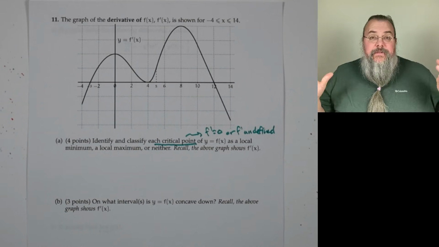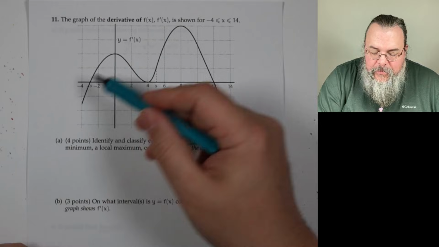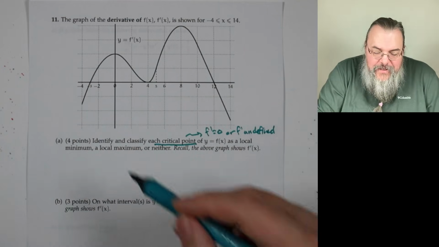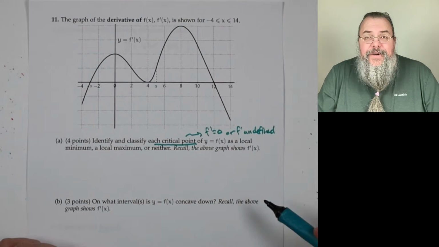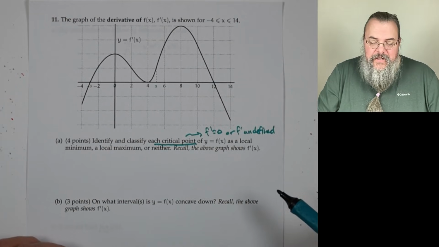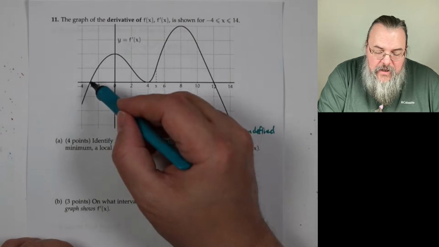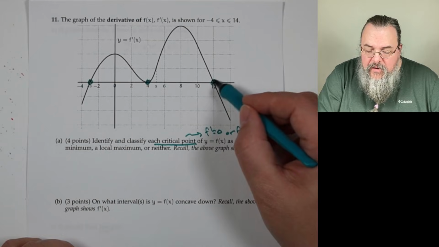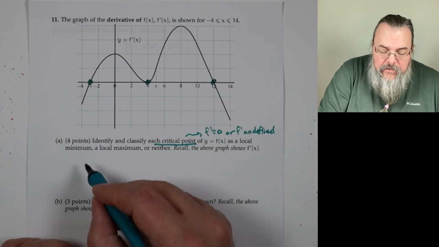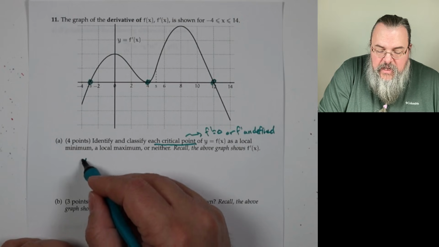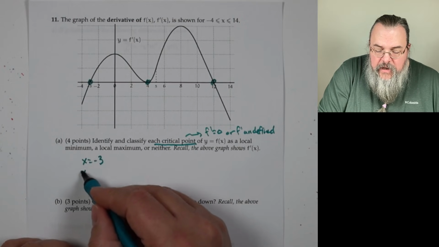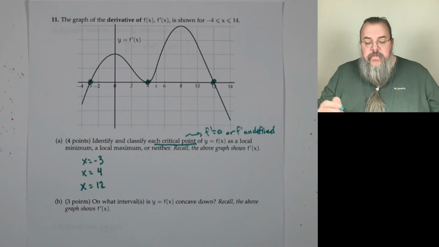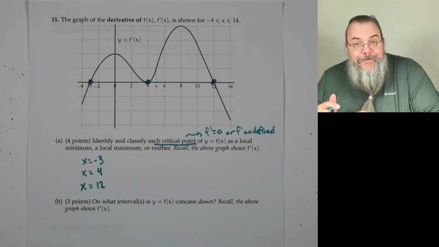So, is the derivative ever undefined? Well, we look at the function and say, no. For every single value, we have a number. So the derivative is never undefined. So what do we do? Well, we look for the zeros. And we see 3 places. Okay, so we have x equals -3, x equals 4, x equals 12. Okay, so that's the identify.